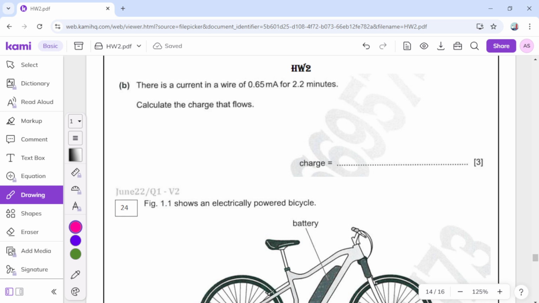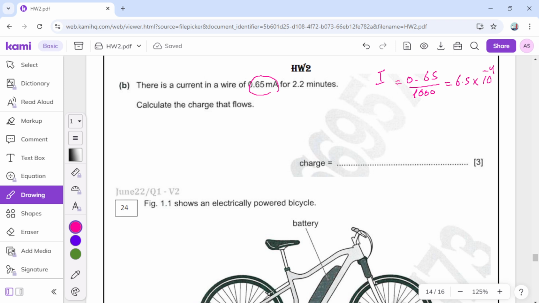There is a current in a wire of 0.65 milliamps. Pay attention. We have a current in milli. You have to convert it, so we have 0.65 divided by 1000. Now it will become 6.5, using your calculator, multiplied by 10 to the power negative 4.